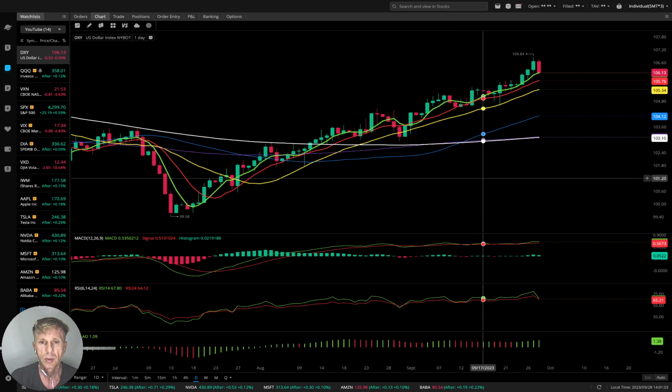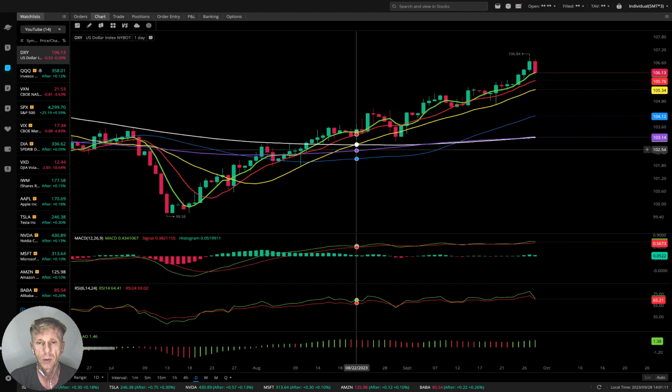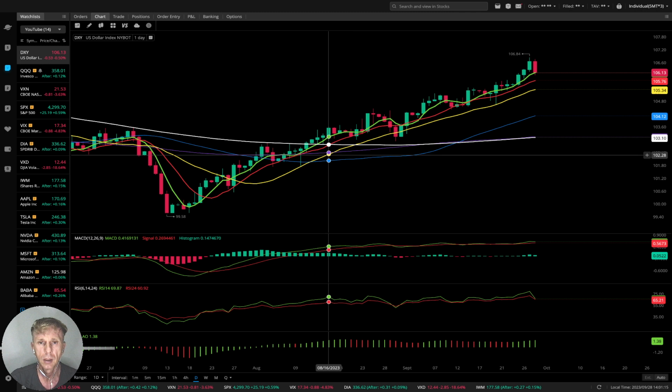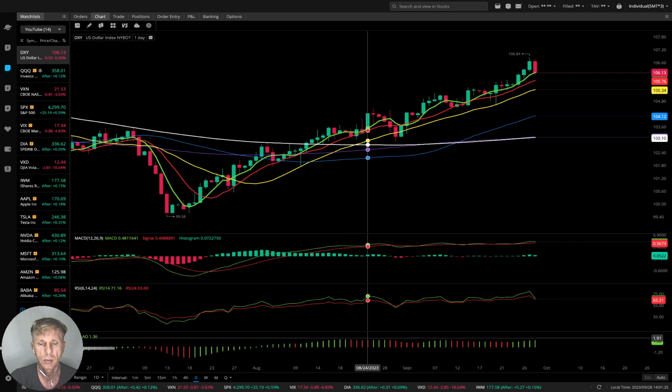Let me briefly mention my setup. I'm using moving averages: white line MA200, purple line MA100, blue line MA50, yellow line MA20, red line MA10, green line MA5. MACD indicator lines, RSI indicator lines, awesome oscillator bars.